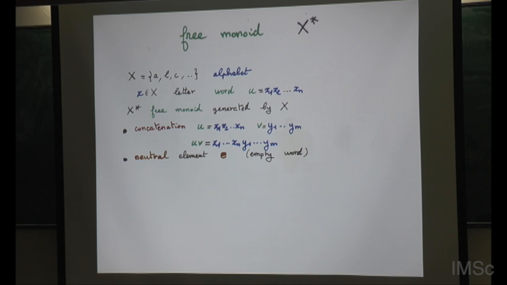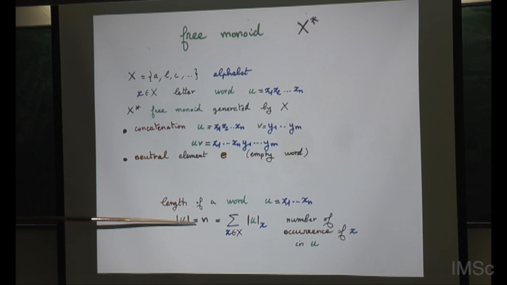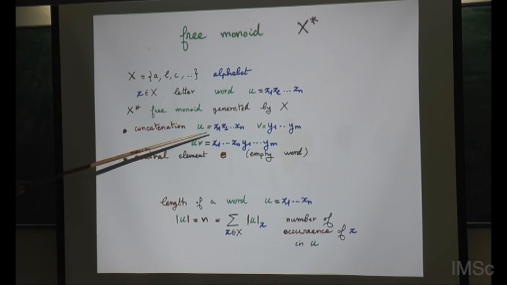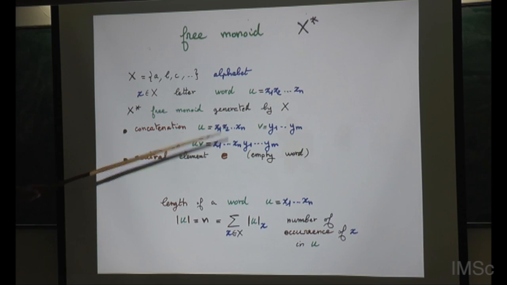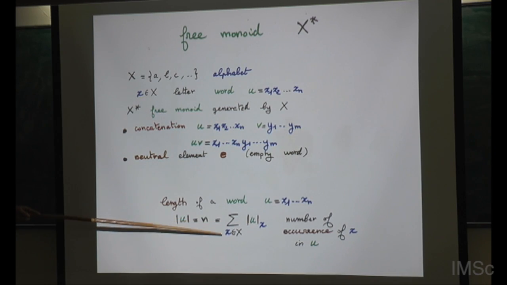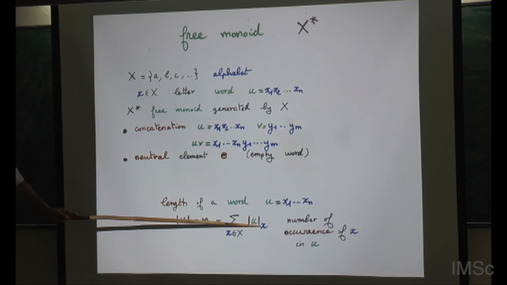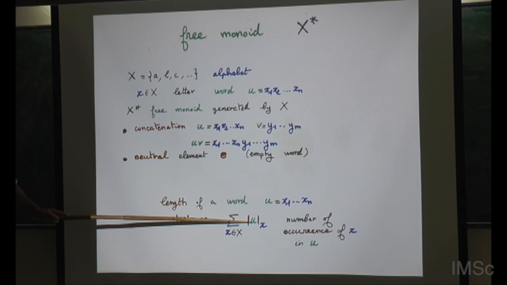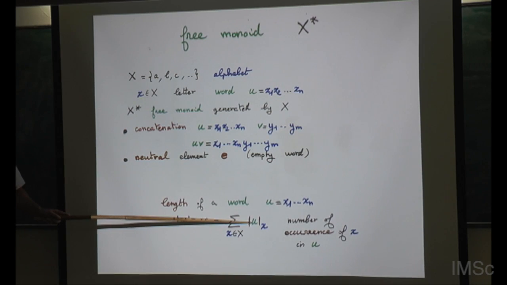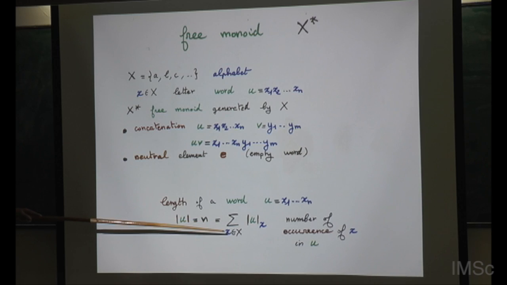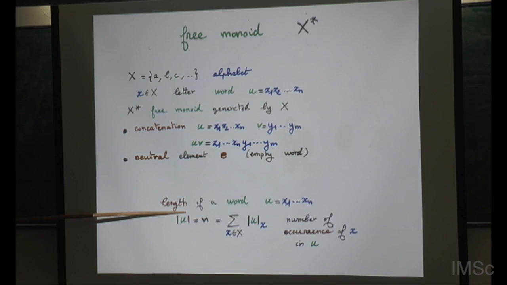The length of the empty word is 0. So the length of a word is the total number of letters inside the word. Or it can be also seen as the sum over all letters of this notation, which is the number of occurrences of the letter X inside the word u. How many times each letter appears in the word u? If you sum over all possible letters, you get the total number of letters in the word u. So very easy, all this notation.